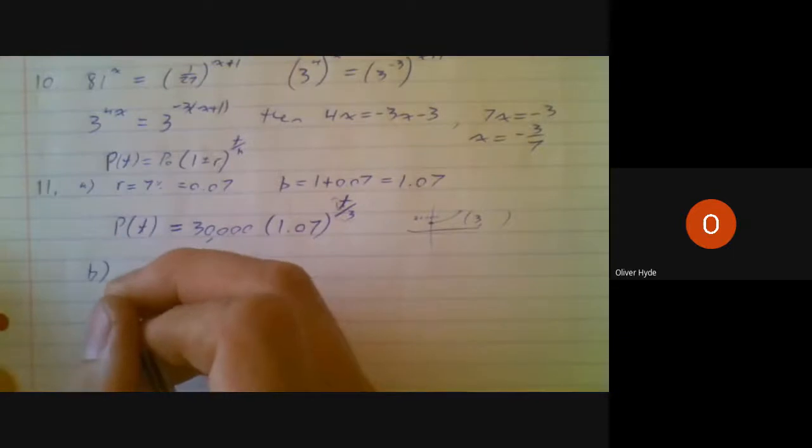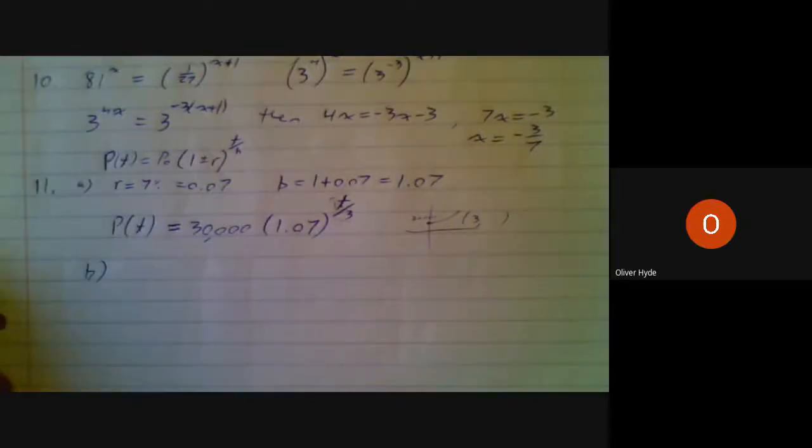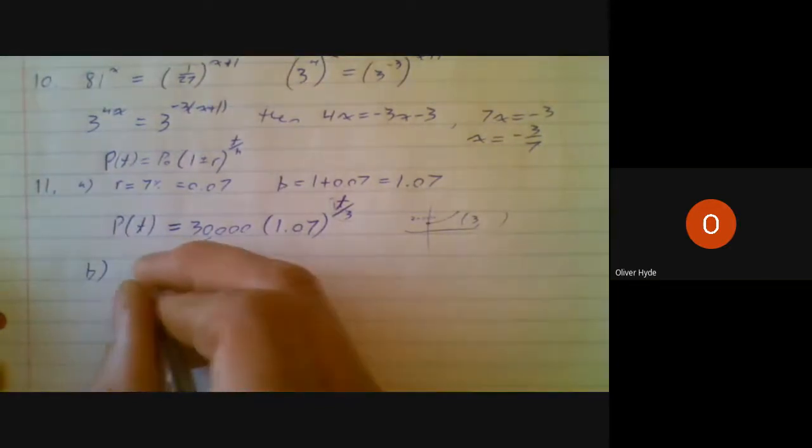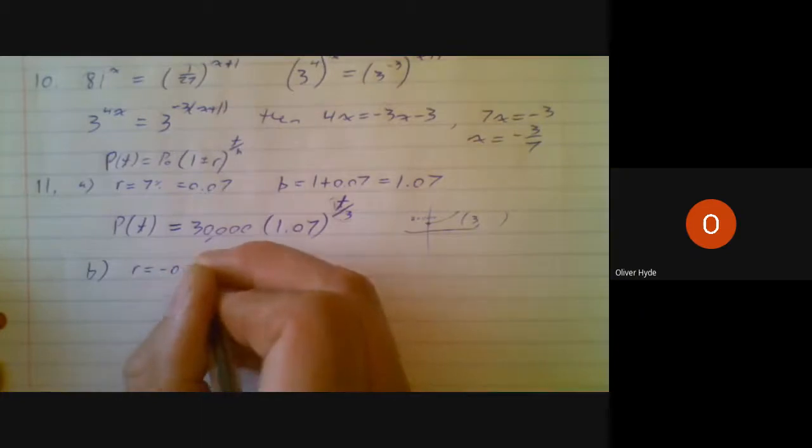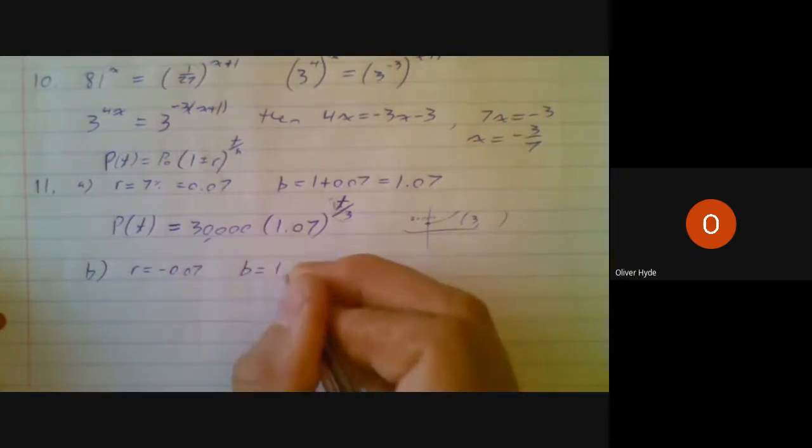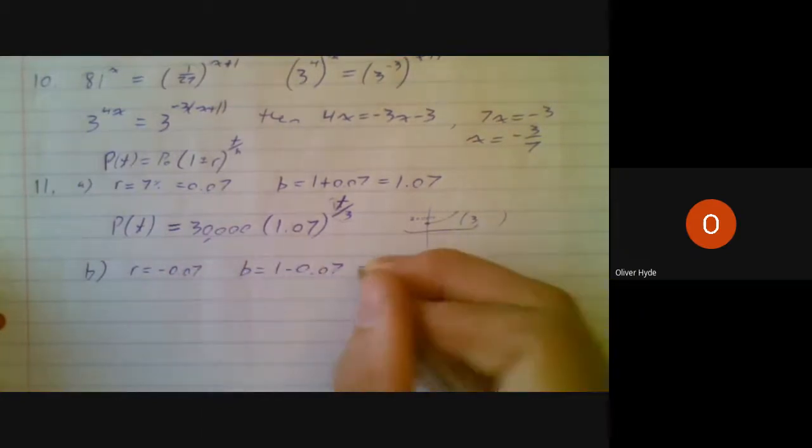Part B says a $30,000 car depreciates in value by 7% every 6 months. All right, so my rate here is a decrease of 7%. That means that my base is going to be 1 minus 0.07 or 0.93. If my car is depreciating in value by 7%, it's 7% off, then I'm only going to be left with 93% of my original value.